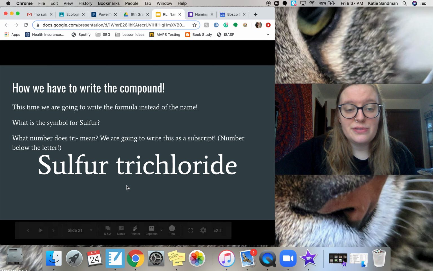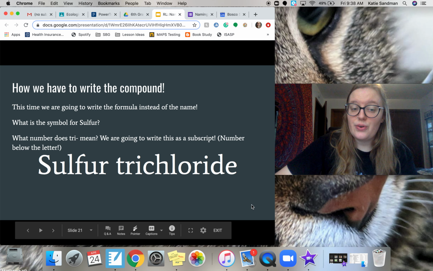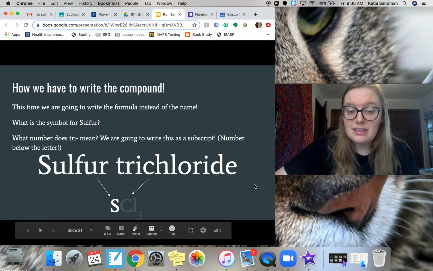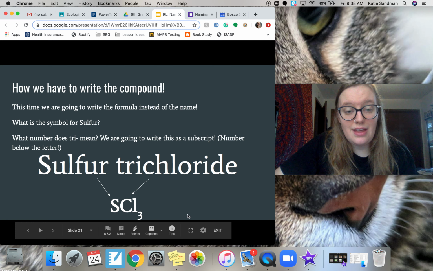So our first example is sulfur trichloride. Think of what the symbol is for sulfur. For sulfur, it's S. And then chloride, that's chlorine, so you need to find chlorine, and chlorine is Cl. Based on that, you need to think of what tri is as a number. Tri is 3. So how you're going to write this down is S, and then for chloride, Cl, and then that tri is going to go as a number below it, our subscript, so 3. SCl3. That is sulfur trichloride.